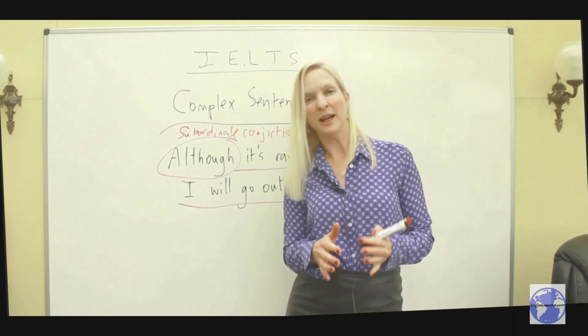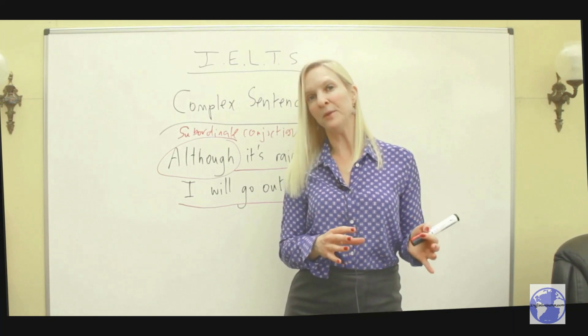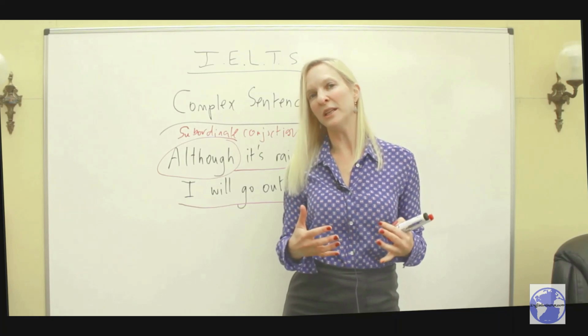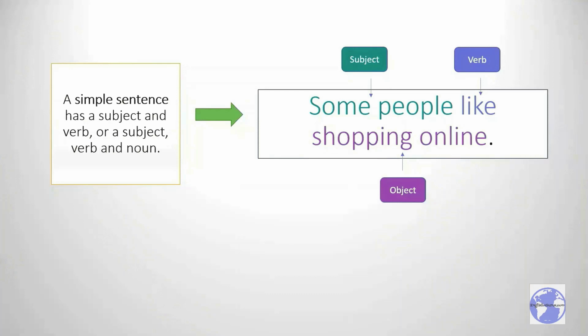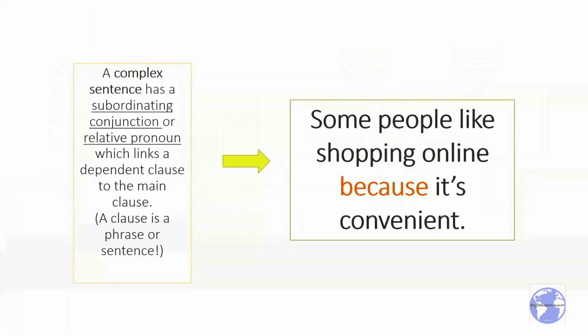Today in this video, I'll talk about the difference between the simple and complex sentence and how we can use it easily in the IELTS exam. So a simple sentence has a subject, a verb, an object. Some people like shopping online. That's the basic sentence form. If you want to make that complex, just add a subordinating conjunction or a relative pronoun. Like, some people like shopping online because it's convenient.